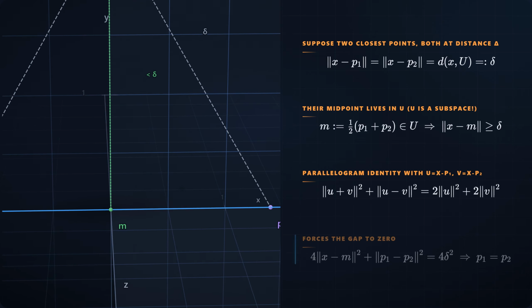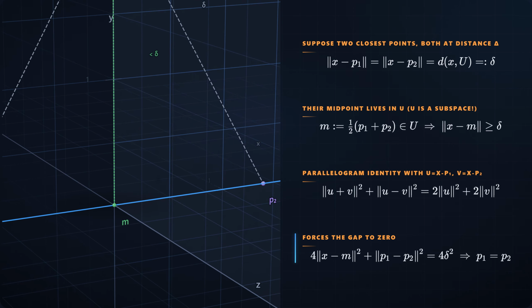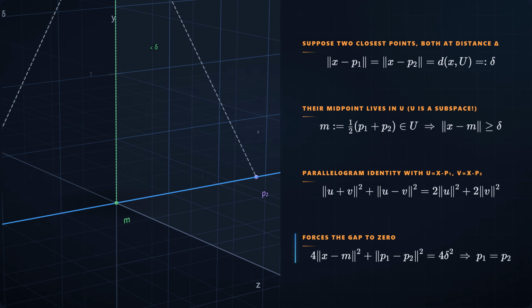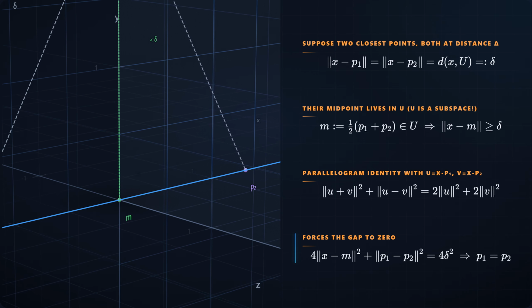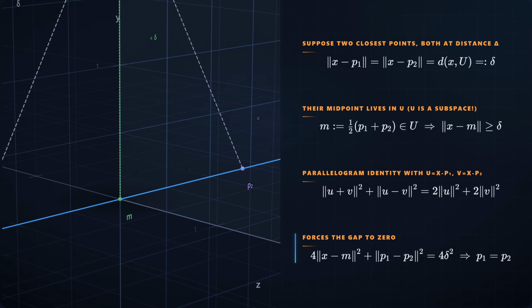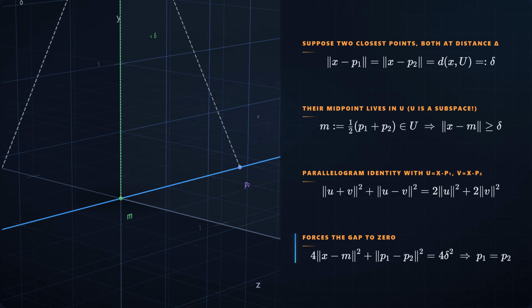4 times the midpoint distance squared, plus the gap squared, equals 4 delta squared. But the midpoint distance is at least delta, so its term is already the whole right side, leaving the gap squared at most 0. A length can't be negative, so the gap is 0. The points coincide. So the very existence of a second closest point manufactures a strictly closer midpoint, unless they were never 2 points to begin with. That's genuinely slick. One elegant identity does it. If a closest point exists, it is unique, no room for a tie.